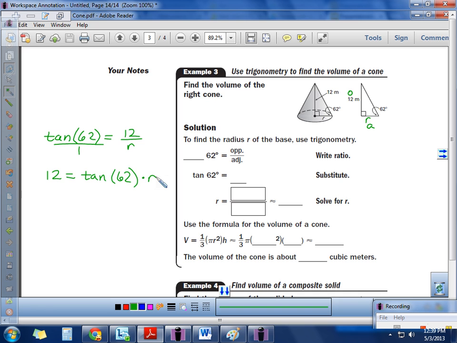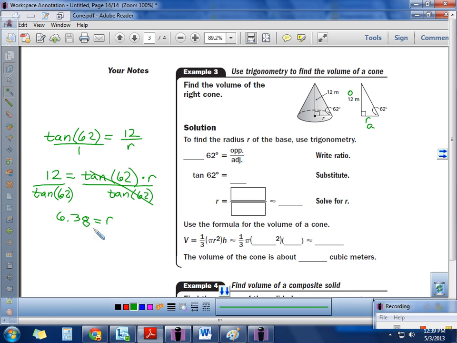Now we have to remember, we're trying to get r alone. To get r alone, what do we need to do? Divide by tangent 62 on both sides. When you do that, these cancel. We're left with r. And on the left side, we get 6.3 is what I heard? 6.8? 6.38.